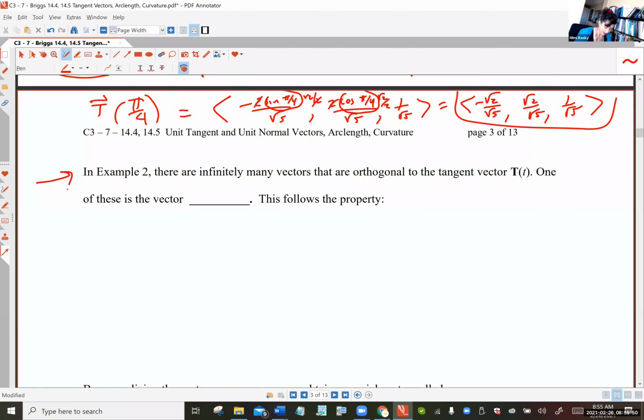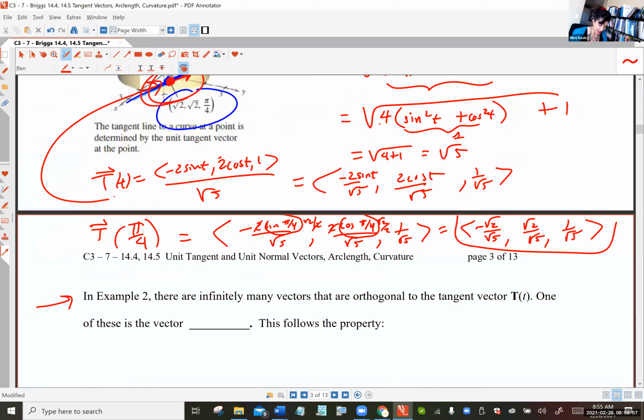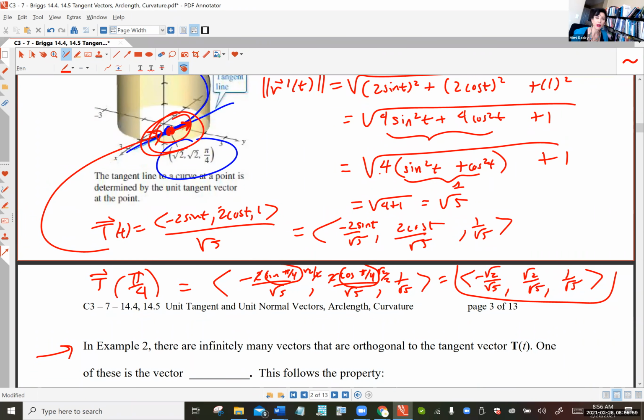Okay. Let's take a look now at example 2. What about this big T? There he is, this little red vector. What if we wanted to come up with a vector that's orthogonal to it? And why would we care about doing that?